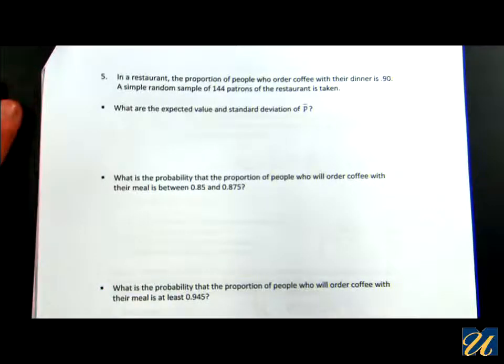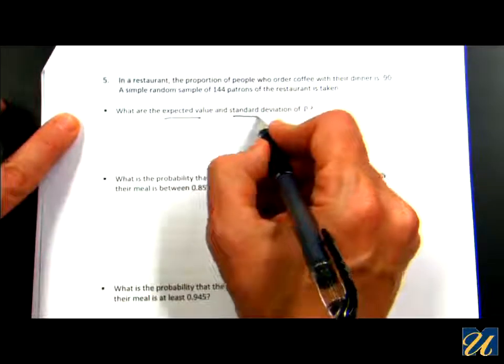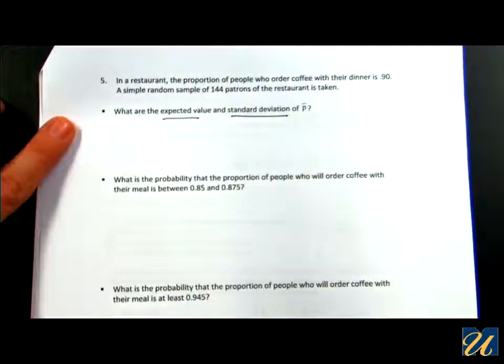Let's look at the next problem, problem number 5. In a restaurant, the proportion of people who order coffee with their dinner is 0.9. A simple random sample of 144 patrons of the restaurant is taken. What are the expected value and the standard deviation of P bar?